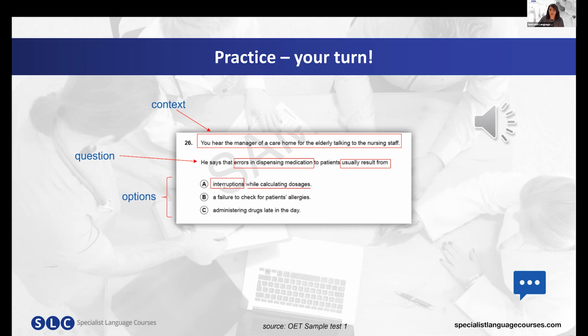Is it interruptions when calculating dosages? Is it because people do not check the patient's allergies? Or is it to do with the time of day? Is the error in dispensing medication because drugs are administered later in the day, so the afternoon or the evening? Now, this time I would like you to write your answers in the chat. So remember, listen to all of the audio first, and then in the chat, I'd like you to write 26, and then your answer A, B, or C.